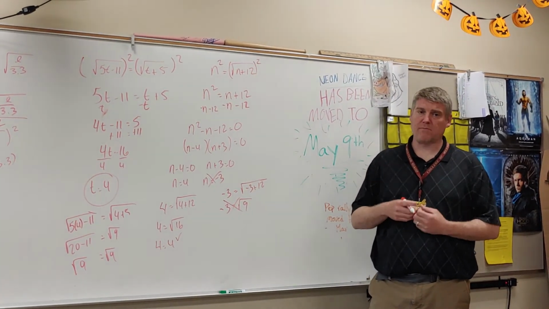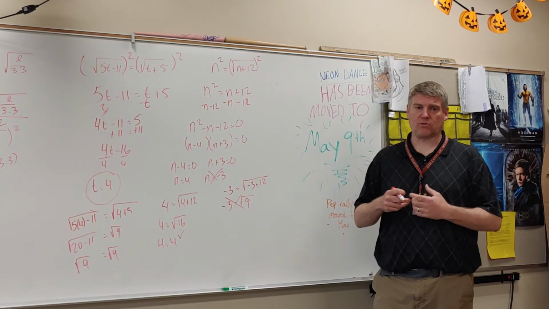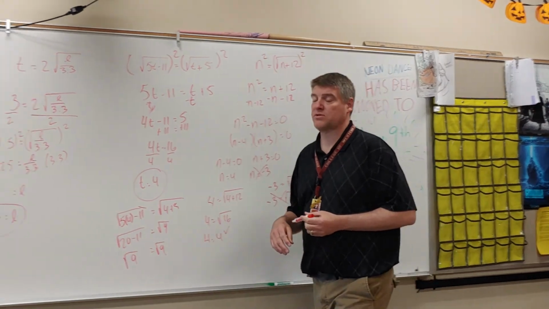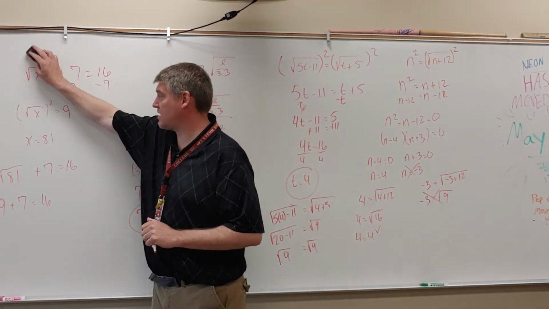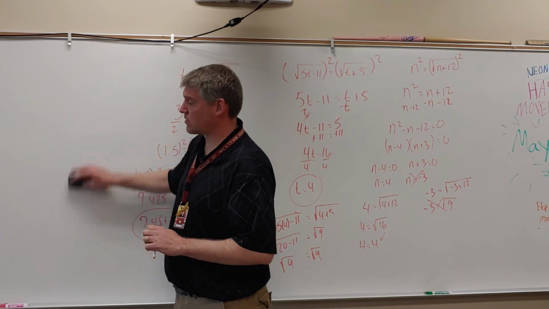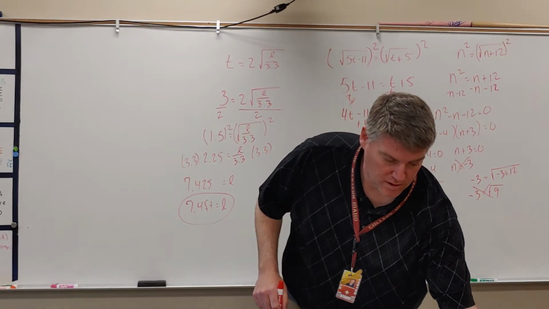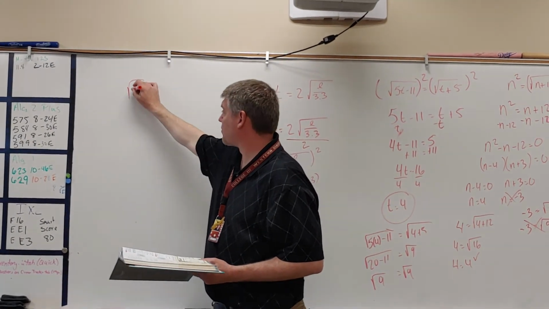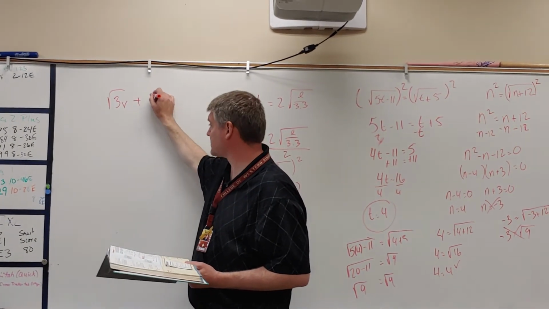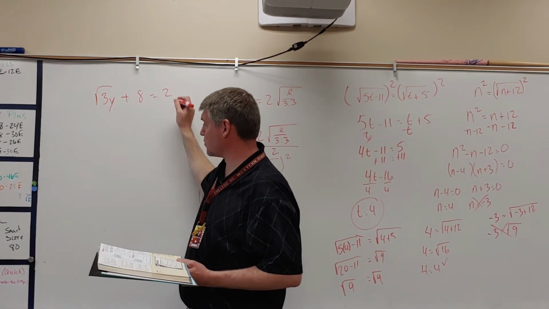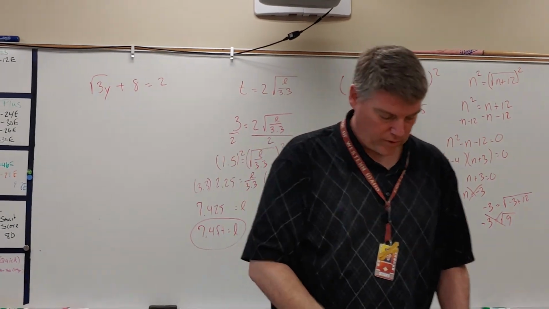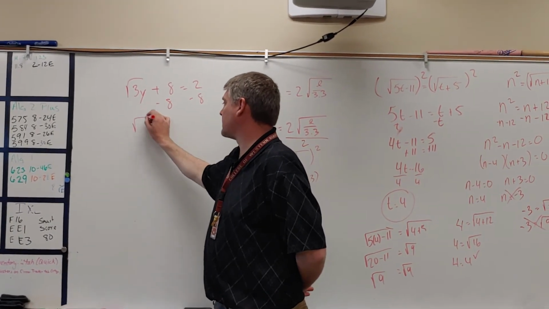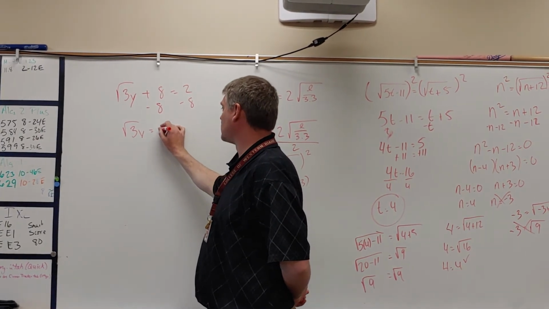Okay? Remember that I always want the square root, when I'm solving these, to be equal to a positive side. So if I end up with an equation where I would get a negative, there would be no solution. So let me give you an example of that. Let's say I have the square root of 3y plus 8 equals 2. So right when I get here, once I subtract 8 and subtract 8, I get the square root of 3y equals negative 6.